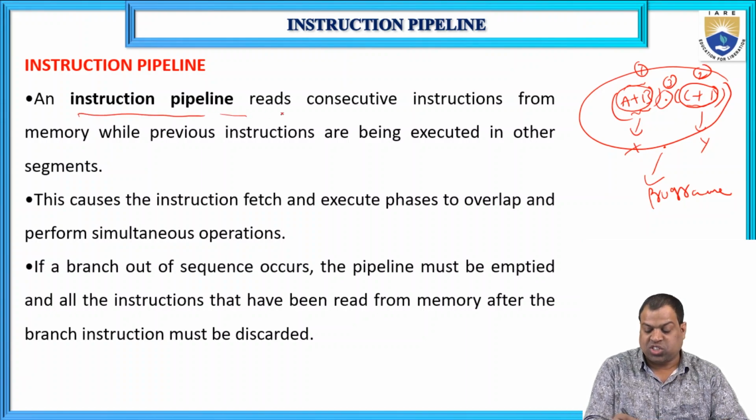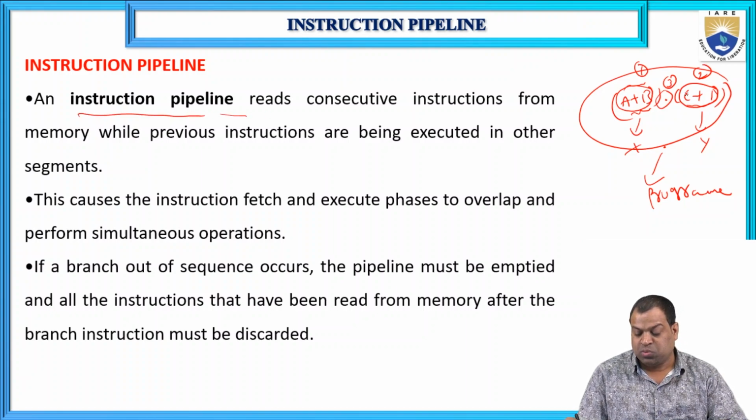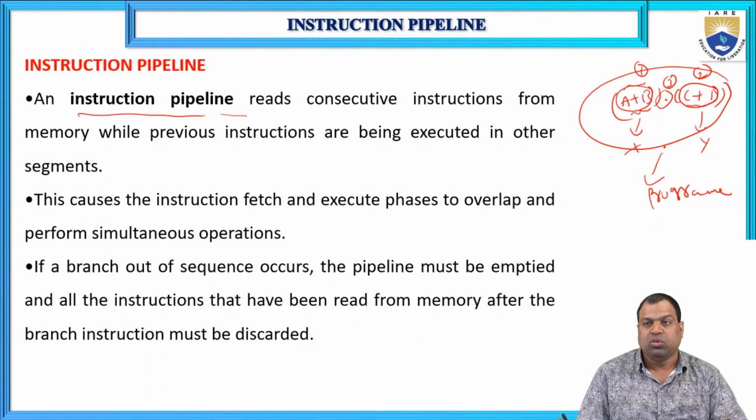Here I am going for the instruction, suppose arithmetic A plus B. How many instructions are you using for the pipelining? How many instructions do you need to complete one program? That is important. An instruction pipeline reads consecutive instructions from memory while previous instructions are being executed in other segments. This causes the instruction fetch and execute phases to overlap and perform simultaneous operations.